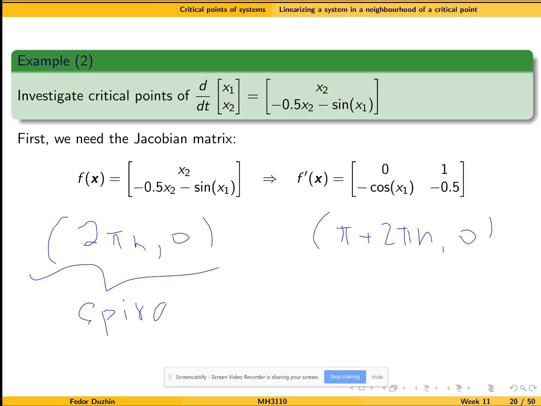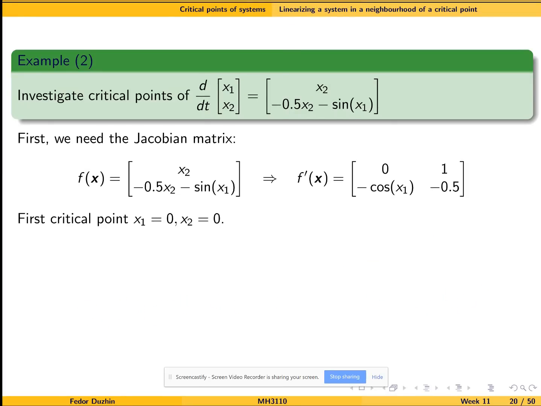As far as I remember, spiral sink. And these are saddle points. But we could not compute the trajectories. So we just guessed the answer by staring at the phase portrait. So let us see if we can get this result rigorously by applying the theorem.